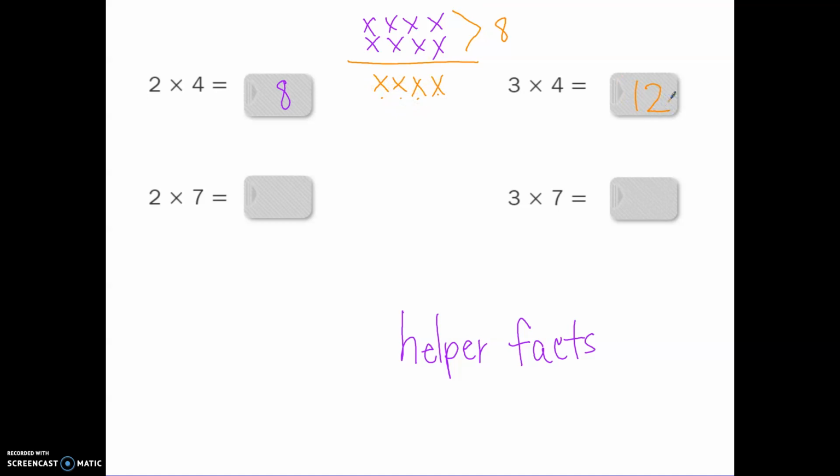So 2 times 7 is 14. What's 3 times 7? Now I could make an array again like I did in the example above, but if I know that 2 times 7 is 14, 3 times 7 is going to be one more group of 7, so maybe I could just add on 14 plus 7, and that's going to be 21. It's another strategy to use helper facts.